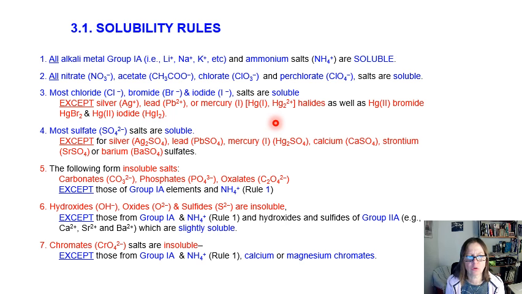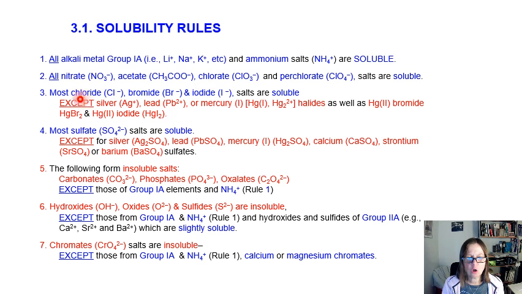So what are those rules? Rule number 1. All alkali metals, group 1A, which is lithium, sodium, potassium, first column in the periodic table, as well as ammonium salts, NH4+, will be soluble. Rule number 2, all nitrates, acetates, chlorates, and perchlorate salts are soluble. This is where you need to know the structure of these polyatomic ions.